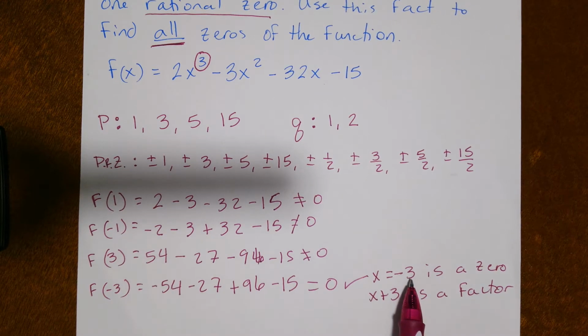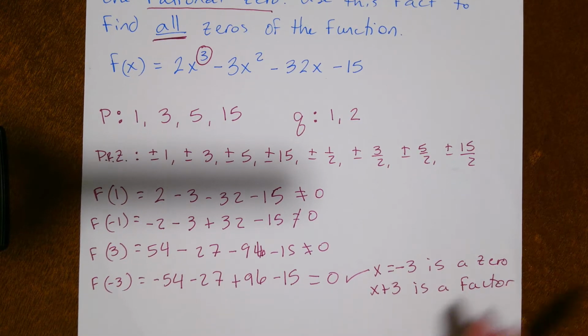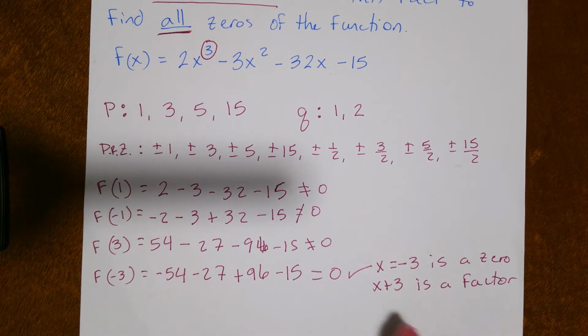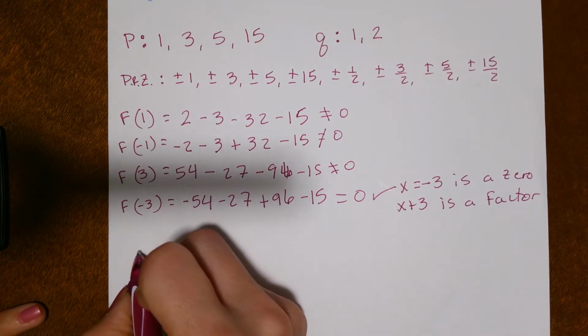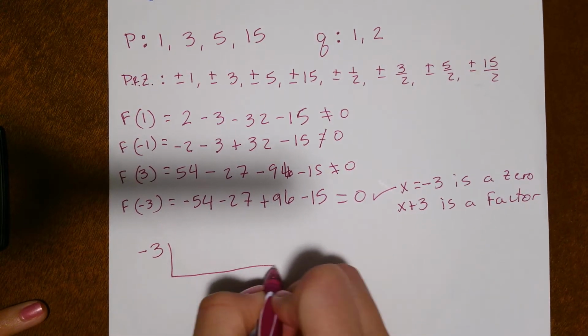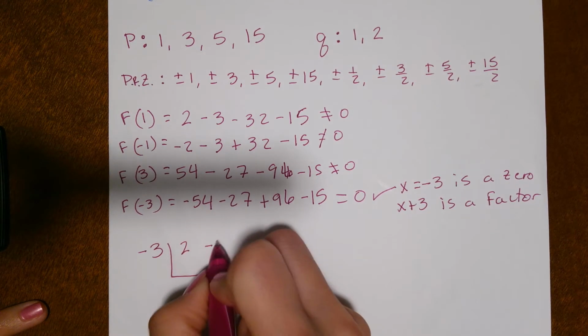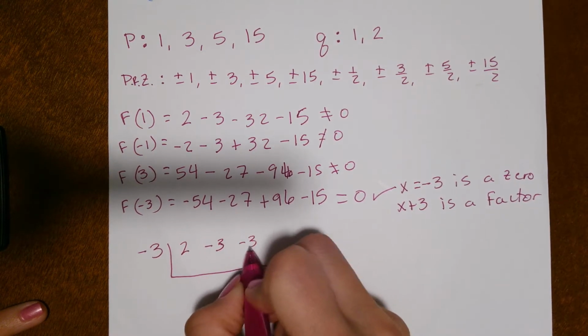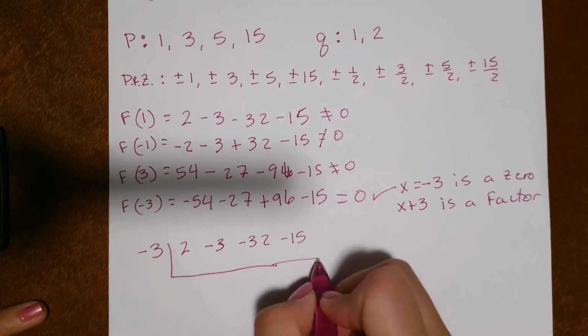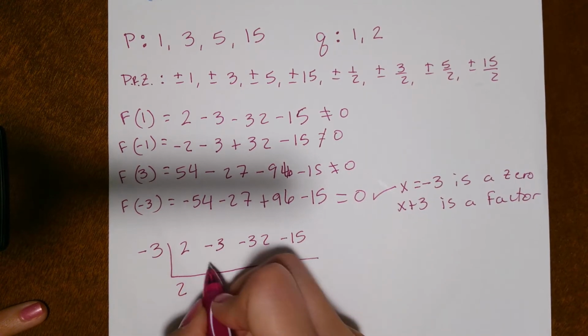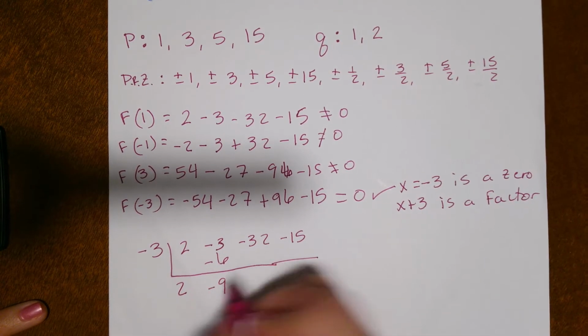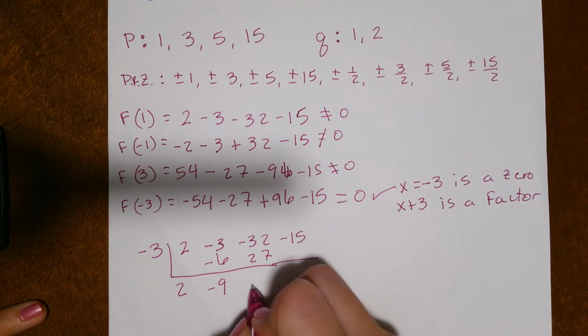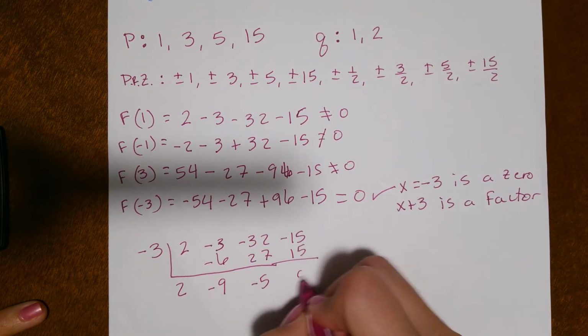But this one's the zeros, so I'm going to keep it with the zeros, which means I'm going to use synthetic division to break this problem down. I want zeros. You could use long division if you wanted to with the factor, but I'm going to use synthetic division. So I have my negative 3, the coefficients of my original function, bring them to 2, multiply, add, multiply, add, multiply, add.